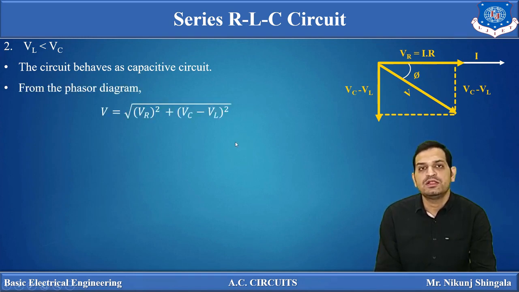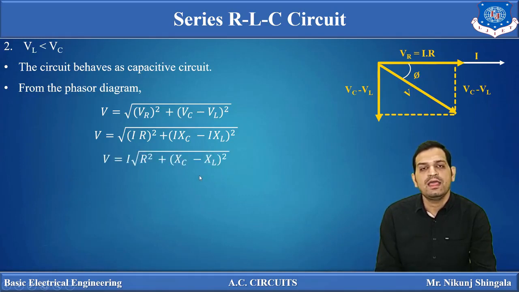We can determine the resultant voltage. So V is equal to square root of VR square plus (VC minus VL) whole square. Now putting the values of VR, VC and VL, we get V is equal to square root of (IR) square plus (IXC minus IXL) whole square. Now taking I common from the square root, V is equal to I times square root of R square plus (XC minus XL) whole square. In the previous case, we had XL minus XC. Here it is XC minus XL, because VL is less than VC.